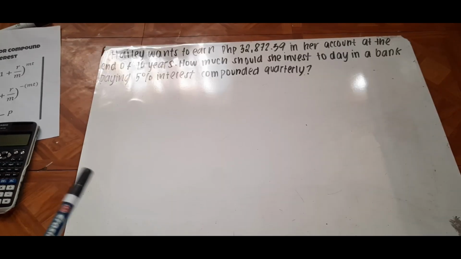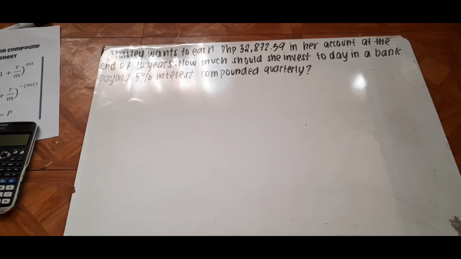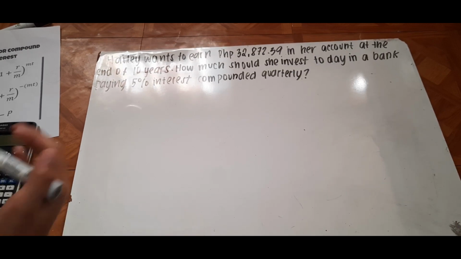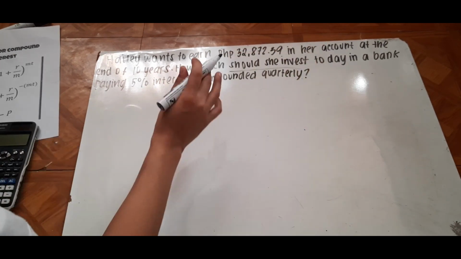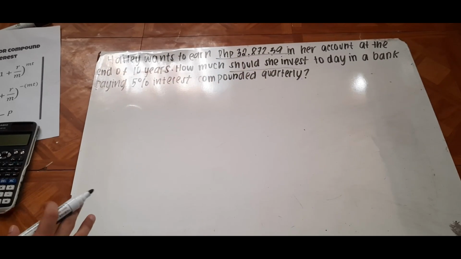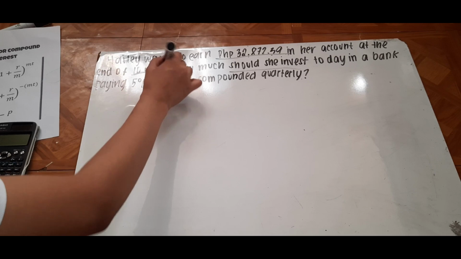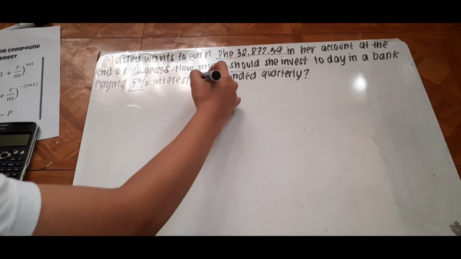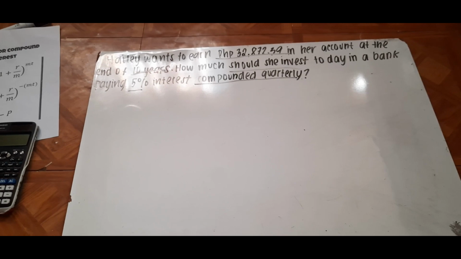Okay, so now this is the second question for your activity in compound interest. Haley wants to earn 32,872.39 pesos in her account at the end of 10 years. How much should she invest today in the bank, paying 5% interest compounded quarterly? Now, based on the question, how much should she invest? So we're looking for the principal. 32,872 is the future value, time is 10 years, and the interest is 5%, and the M is compounded quarterly, so M is equals to 4.